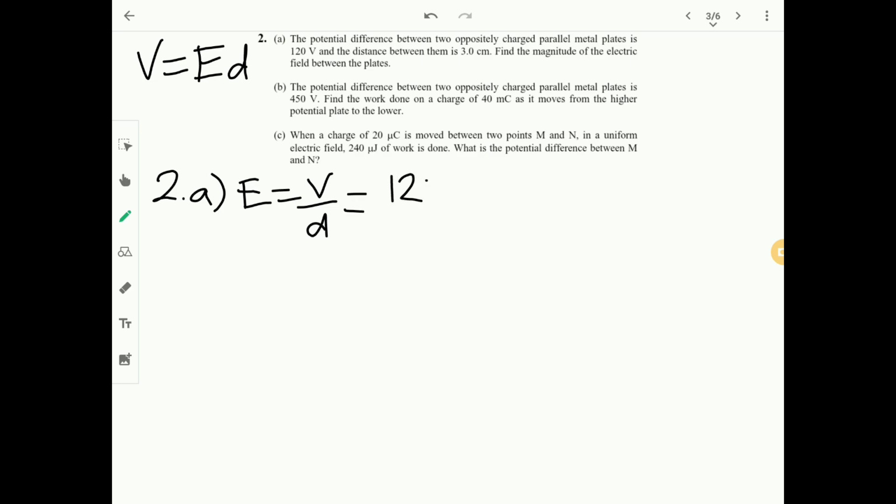So 120 over 0.03 meters, because we want it in meters, that's 4,000. Now we have many possible units, but a good unit would be, since this is volts and this is meters, volts per meter.